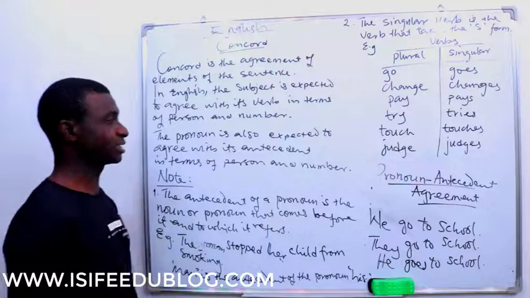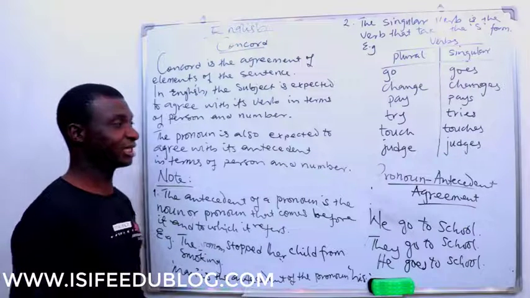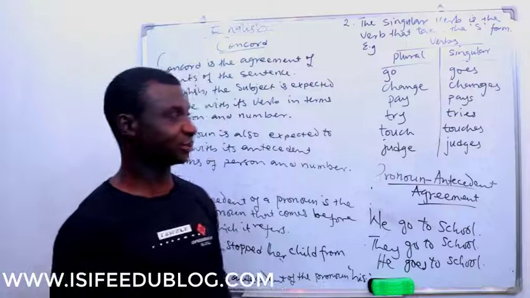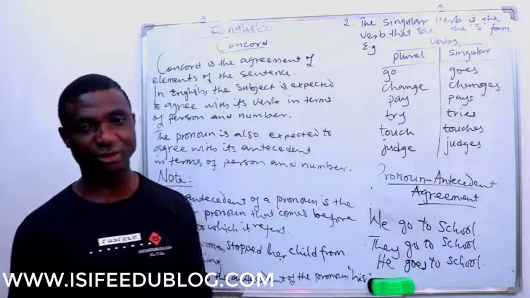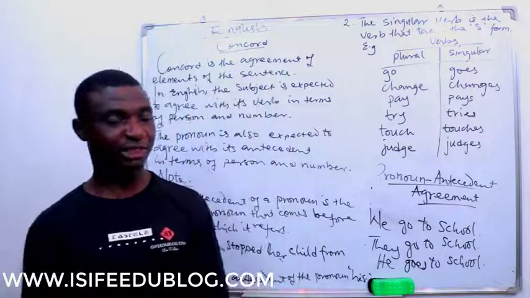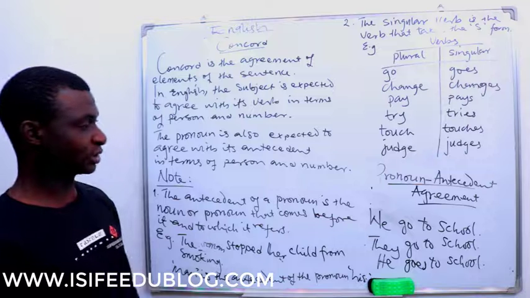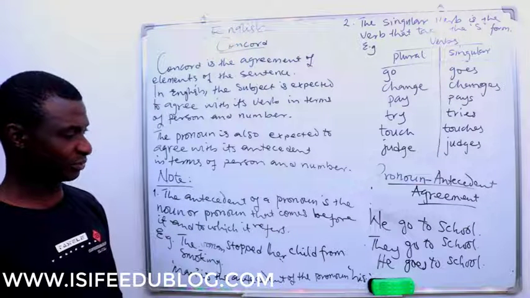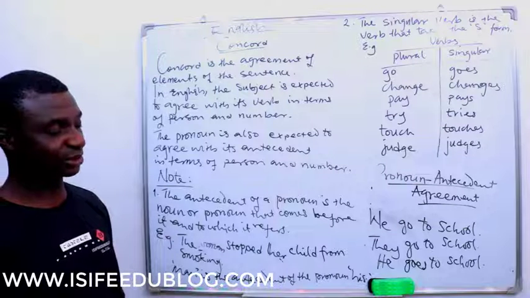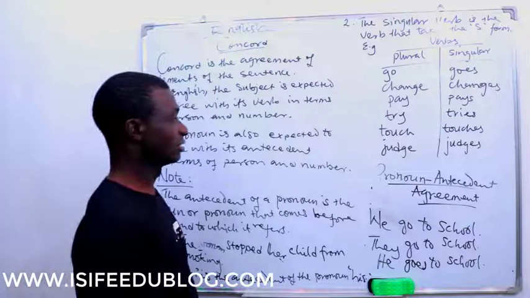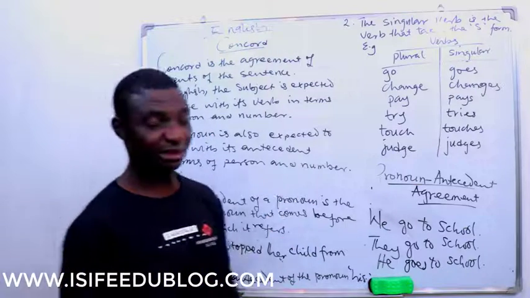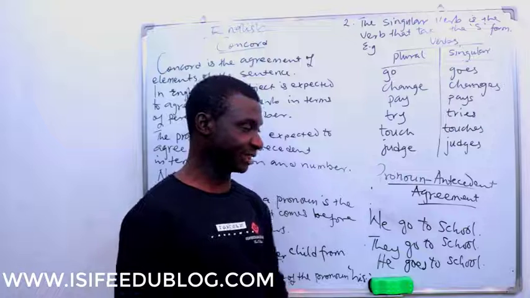So those are necessary tips. If we must learn and understand Concord very well, we have to understand these tips: what the antecedent of a pronoun is and what the singular verb and the plural verb is. Now that we have done that, let us take it a little further, looking at the types of Concord. Basically, there are two: the subject-verb agreement and the pronoun-antecedent agreement.